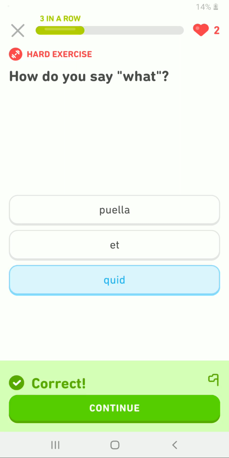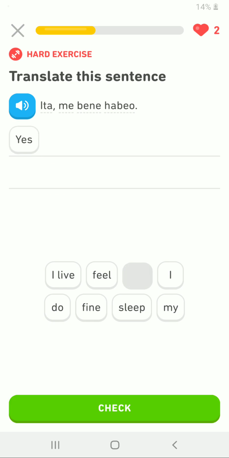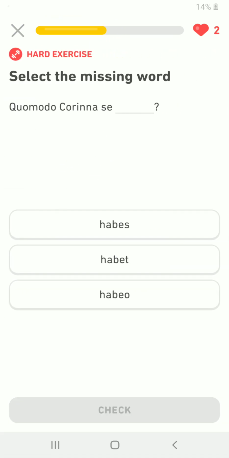So quid, it's what. Quid. Quomodo. Ita. Me bene habeo. Komodo. No, it was not Komodo. It was quomodo, something like that. It's like how, but the quid it's what. Ita, yes. Me bene habeo. I feel fine. Yeah. And quomodo, it's how. Quid, it's what.